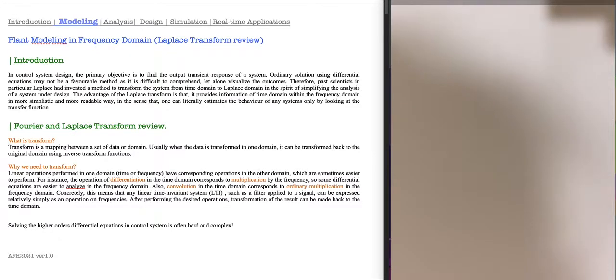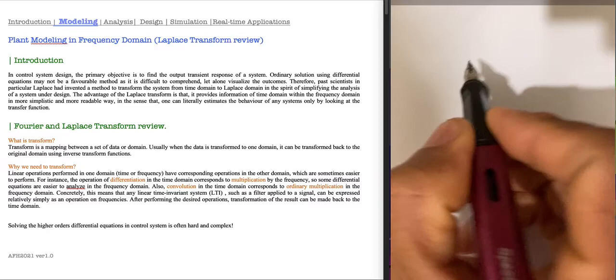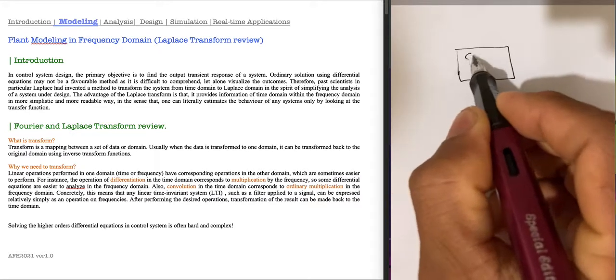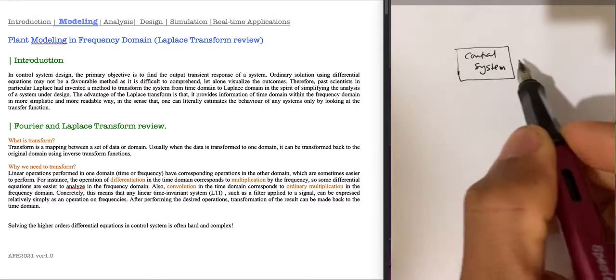Okay, first of all, why we need to do modeling is that in control system design, the main objective is to find the output transient of the response of the systems, meaning that if we were to design systems, control systems, right? So let's say this is control systems.